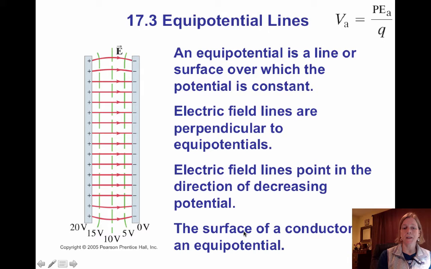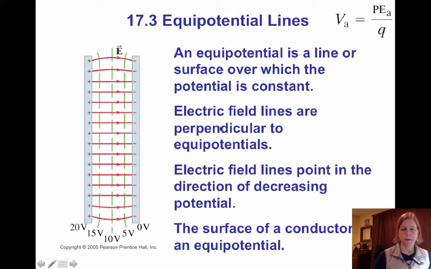But the surface of a conductor is an equipotential. So this positive plate is, say, plus 20 volts, and the negative plate is 0 volts. The whole surface of the positive plate is 20 volts here. This whole surface is 0, and so we have a decrease in potential as we move down an electric field line. And if we have a uniform electric field, we just get nice parallel equipotential lines. So here's 15 volts, 10 volts of potential, 5 volts of potential, and 0 volts.